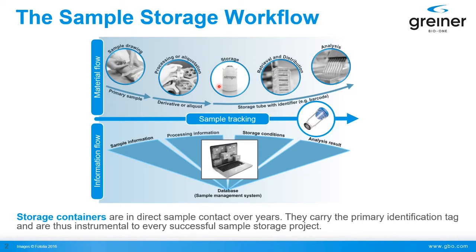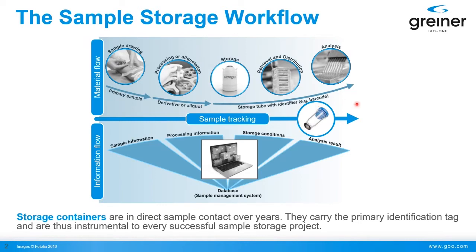In sample tracking, we also have a whole other world of information which we need to deal with. This is shown down here. This can range from information about samples themselves, about processing information, to storage conditions, and finally end in analysis results. And the point we want to make with this first slide, which shows the workflow, is that at the link between the material flow, the sample, and the information, we find our storage vessel, here symbolized and exemplified based on a storage tube. It's a Greiner Bio-One biobanking tube.